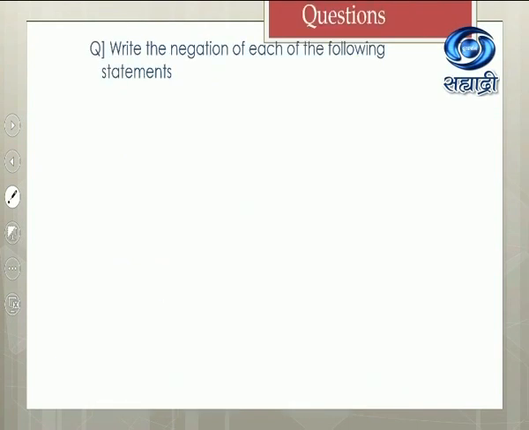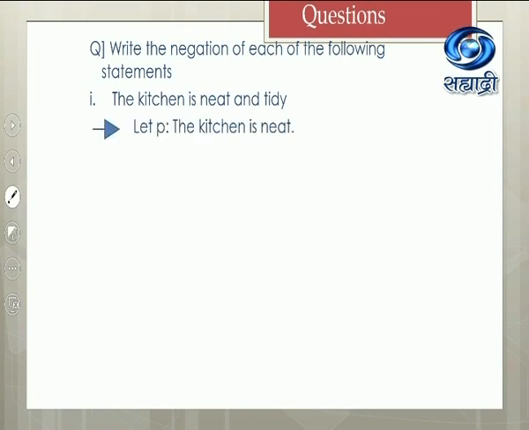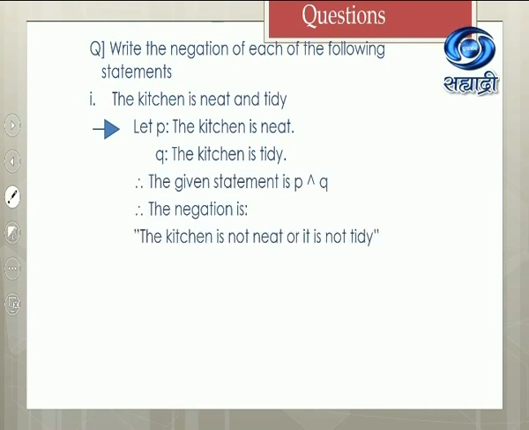Let us see some examples. The kitchen is neat and tidy. So P is the kitchen is neat, Q the kitchen is tidy. So the given statement is P and Q. So the negation will be negation P or negation Q. Therefore the kitchen is not neat or it is not tidy. Because negation of conjunction is negation of P or negation Q.